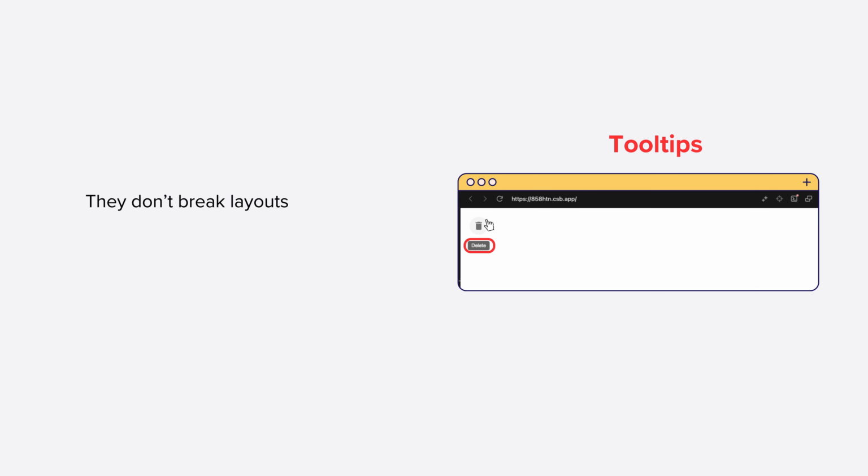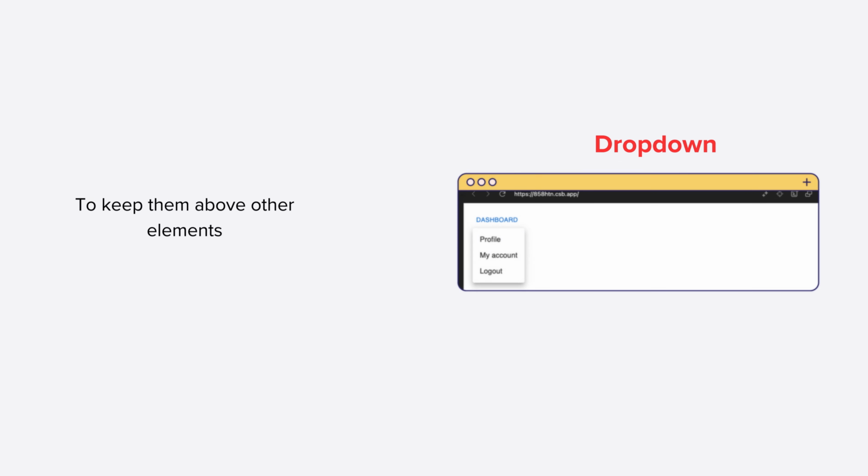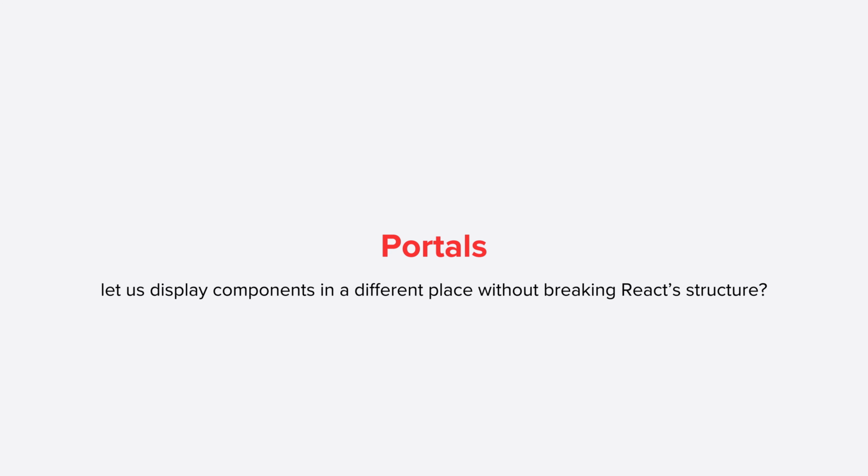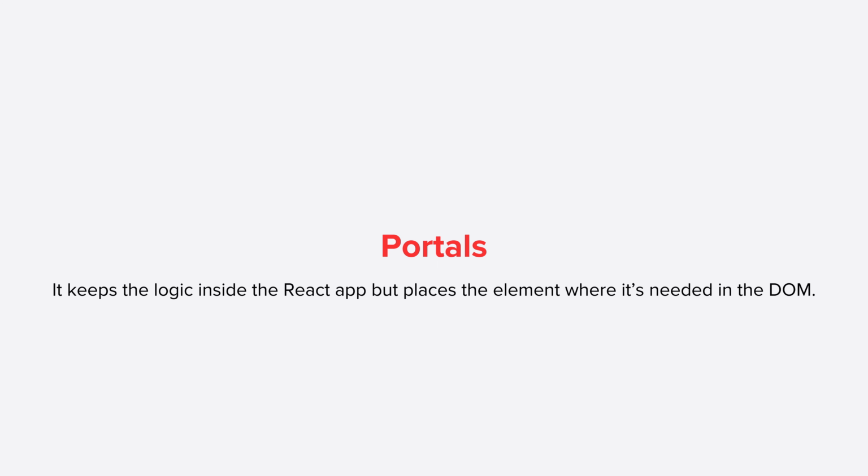Tooltips, so they don't break layouts. Dropdowns, so they can stay above other elements. That's really useful. So portals let us display components in a different place without breaking React structure. Exactly. It keeps the logic inside the React app, but places the element where it's needed in the DOM. Got it.